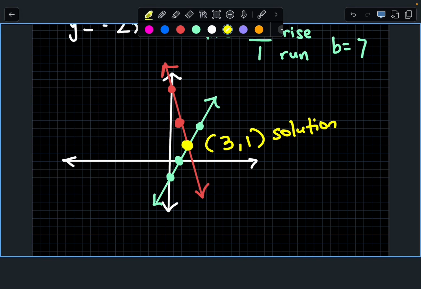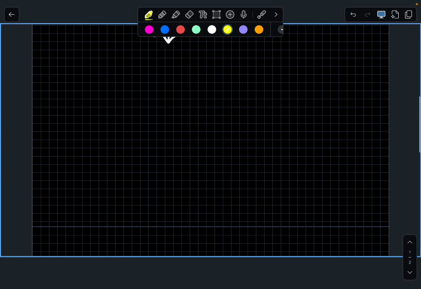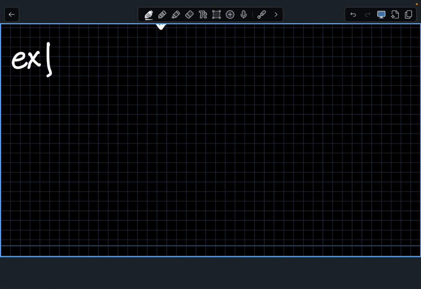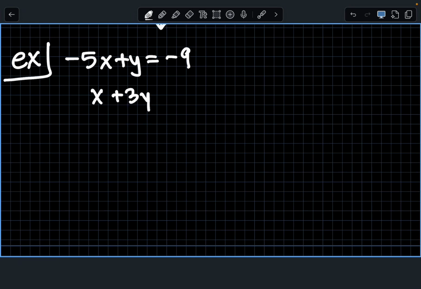We're going to do one more example, and then we'll move on to substitution and elimination. So we're going to move on to the next page, if possible. Here is your second example. We have the following. Negative 5x plus y is equal to negative 9, and x plus 3y is equal to 21.